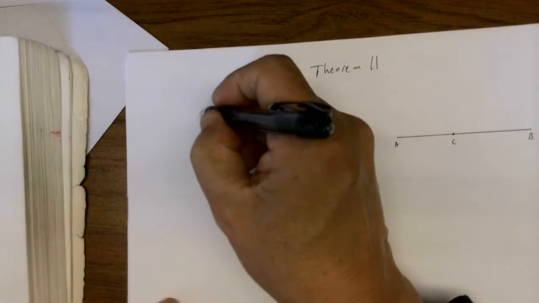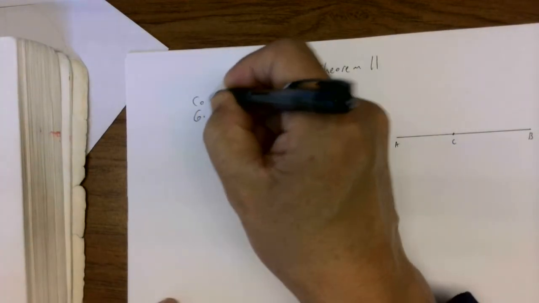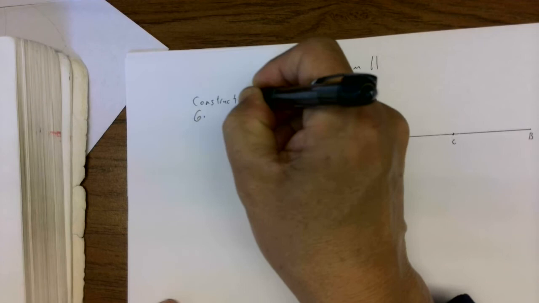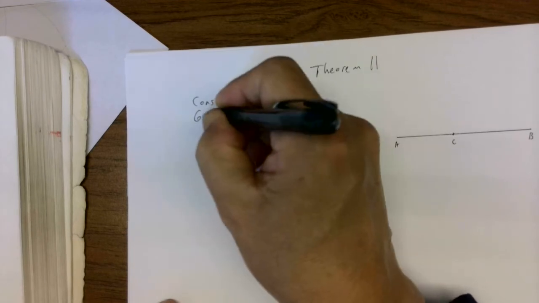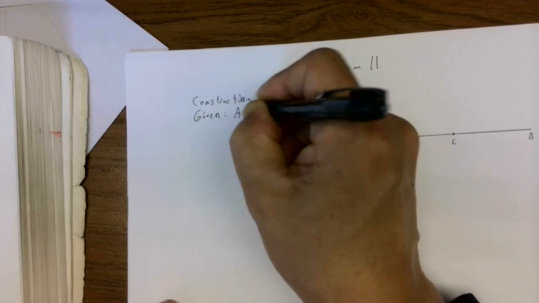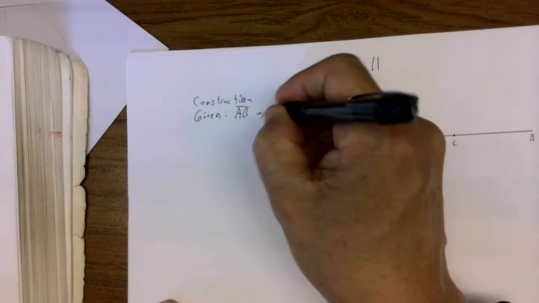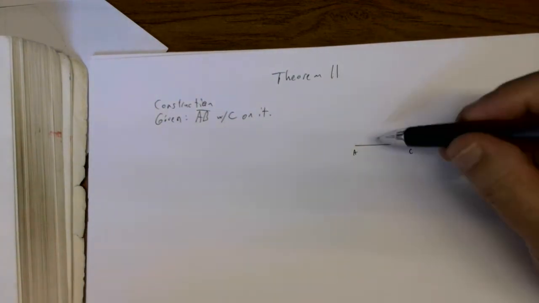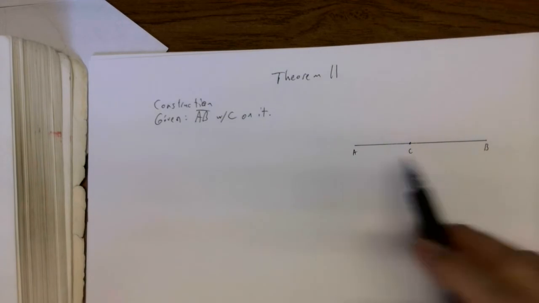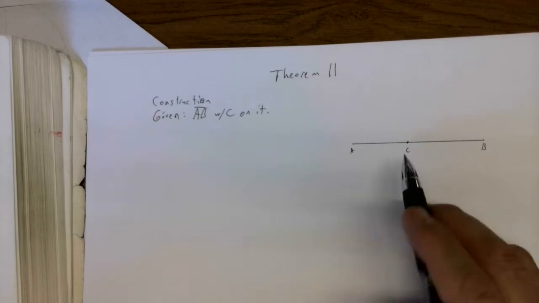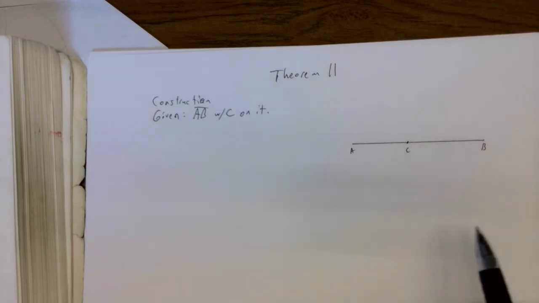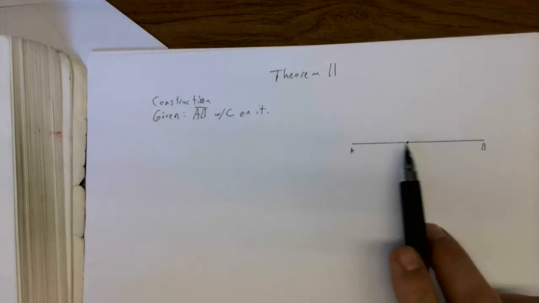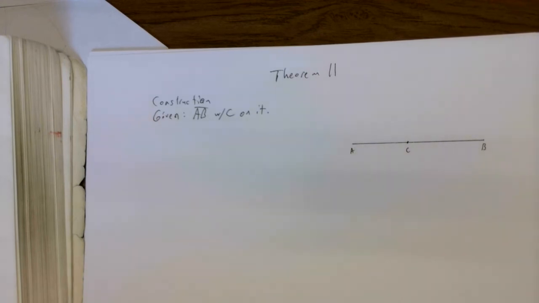Okay? So, let's start. So here's the construction. It's given that we have a line AB with C on it. C can be anywhere on it. Now, in Euclid's drawing, C is like the midpoint of AB. Does C have to be the midpoint of AB for this to work? No, it does not. So I purposely put it kind of off-center so that you wouldn't think that you can use A and B, because A and B are totally useless at this point.